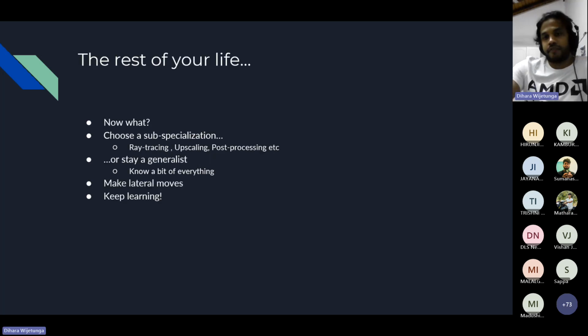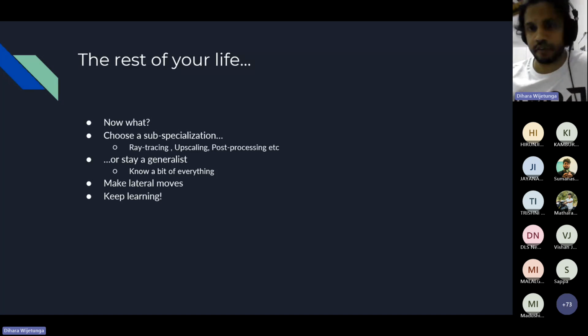Okay, so after you reach this goal, what do you do now, right? Well, typically you can specialize even further if you want. You can be an expert on a very specific part of this field. So in the context of graphics, it could be doing research into ray tracing or upscaling or post processing, for example, some kind of very niche area. For example, I have friends in the graphics industry who have been doing research into upscaling for 10 years or whatever. They've mastered that area and they publish papers and all that stuff.